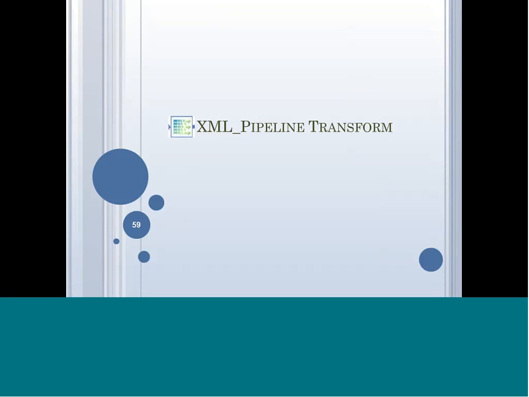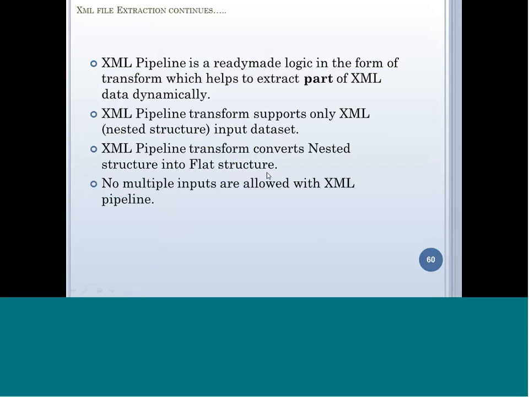Whereas the XML pipeline transformation's main aim is to extract data from the nested structure. This is meant for that. The XML pipeline is ready-made logic in the form of a transformation which helps to extract part of an XML data dynamically. Earlier, if you observe here, we have something called an order. Within that we have one more subschema which refers to the items.